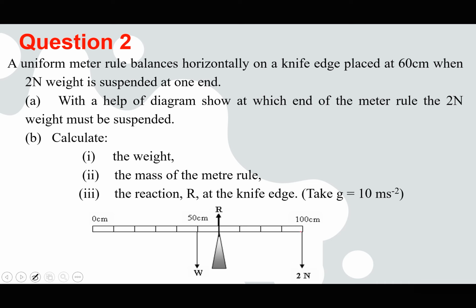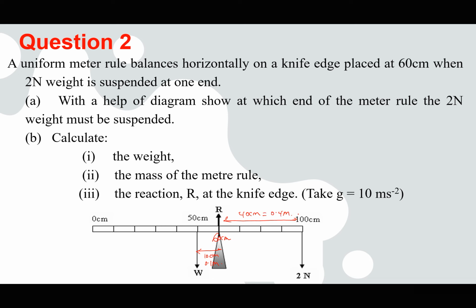So the 2 Newton weight is going to be placed on the other side if the pivot is at the 60 centimeter mark. The distance of the weight from the pivot is going to be 10 centimeters, which is 0.1 in meters. And the 2 Newton is placed from the 60 centimeter mark to the 100 centimeter mark. This is 40 centimeters, which is the same as 0.4 in meters.